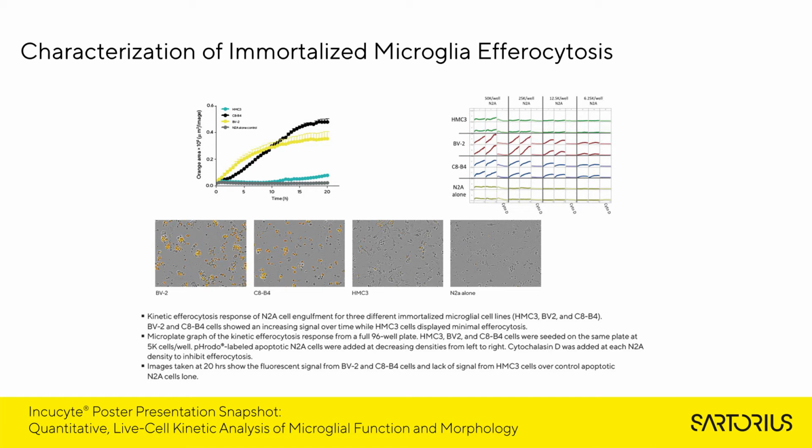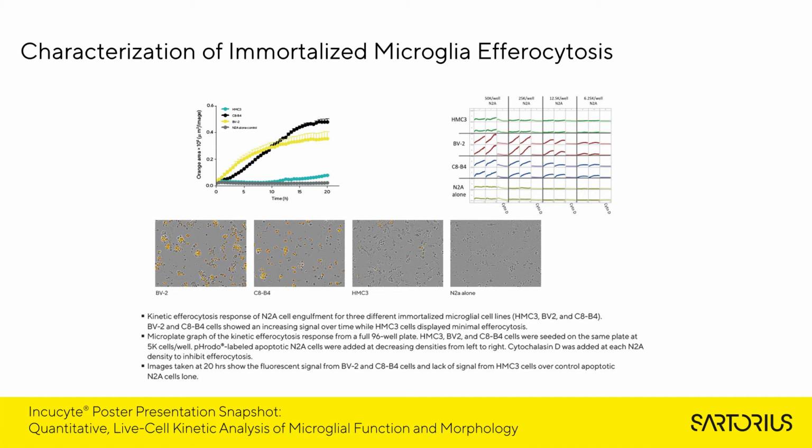The kinetic efferocytosis response of neuro 2A cells: we looked at the response for 3 different immortalized microglia lines, in this case, HMC3, BV2, and C8B4 cells. BV2 and C8B4 cells showed an increasing signal over time, while HMC3 cells displayed minimal efferocytosis. The microplate graph, which is on the top right, shows that kinetic efferocytosis response from a full 96-well plate.